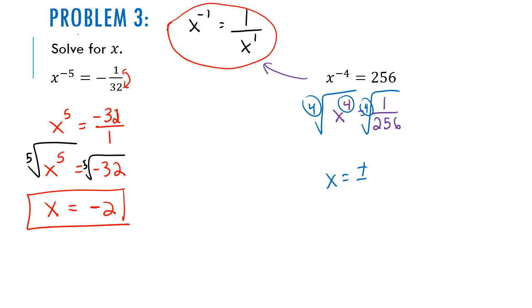So once again, in your calculator, you're going to hit the number 4, then you're going to hit math, then you're going to hit number 5, because that's going to give you this little symbol, and then you can type in 1 over 256. That's going to give you a 1/4.